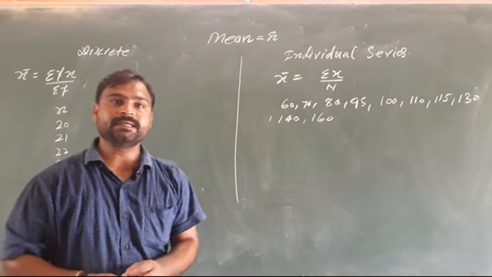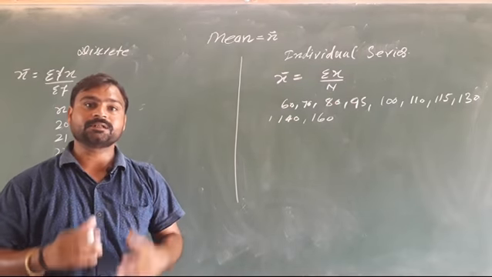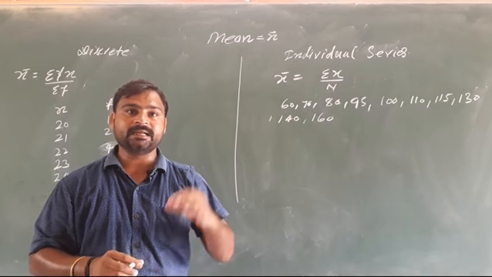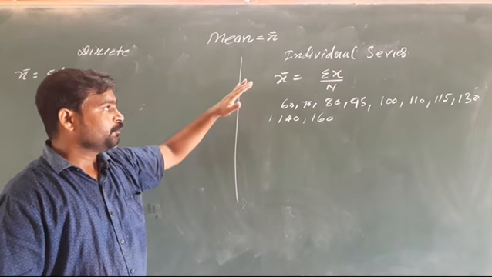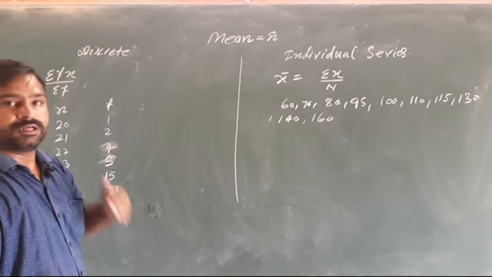Here mean means a single number, or you can say average, arithmetic average, arithmetic mean. Mean is a single number which represents the entire data of a data series. Here we have three types of series: individual series, discrete series and class series.